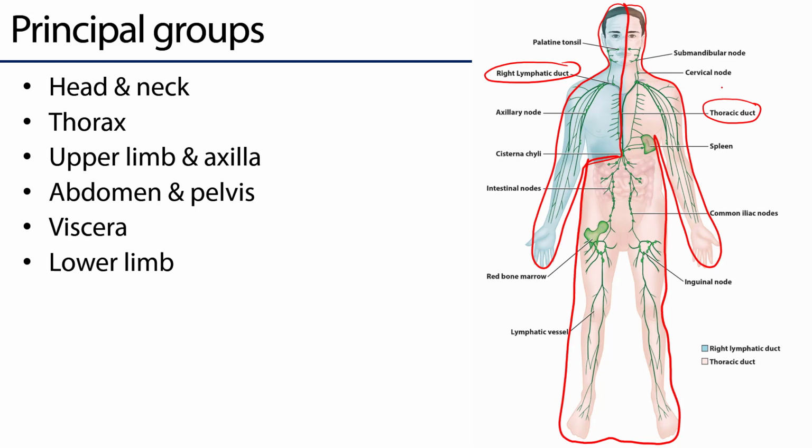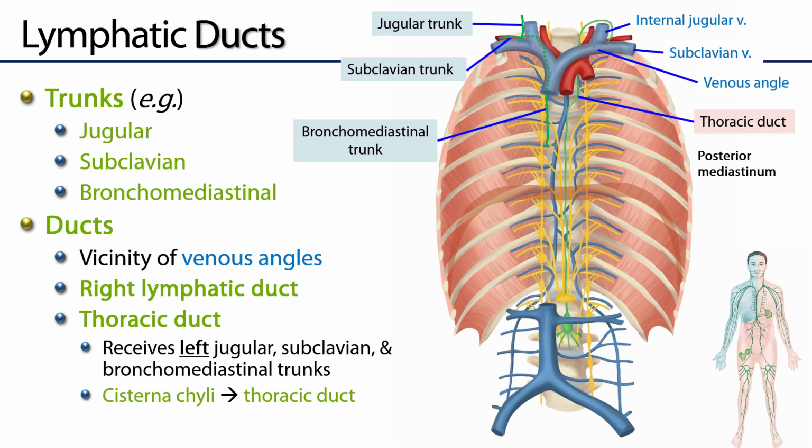So let's take a look at some of these major or principal groups that pertain to the body, those being the head and neck, the thorax, the upper limb and axilla, the abdomen and pelvis, and that will be inclusive of the viscera, as well as the lower limb. So let's take a look at what's going on in the root of the neck with the various ducts.